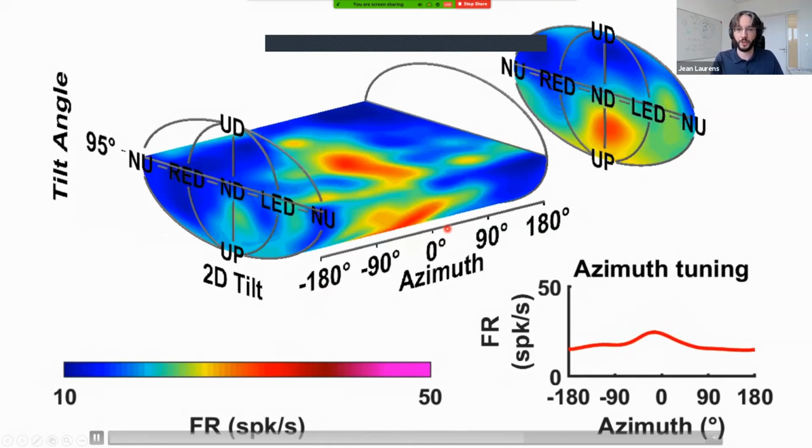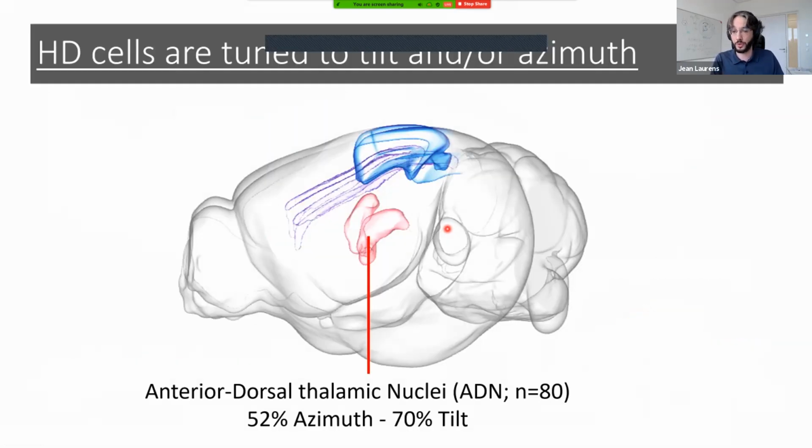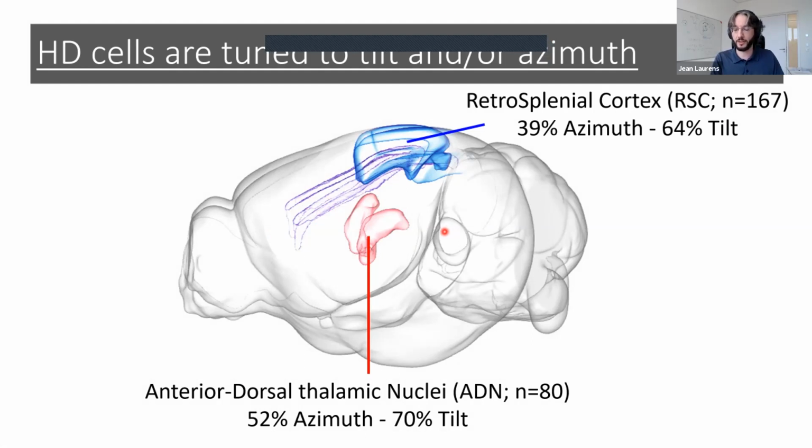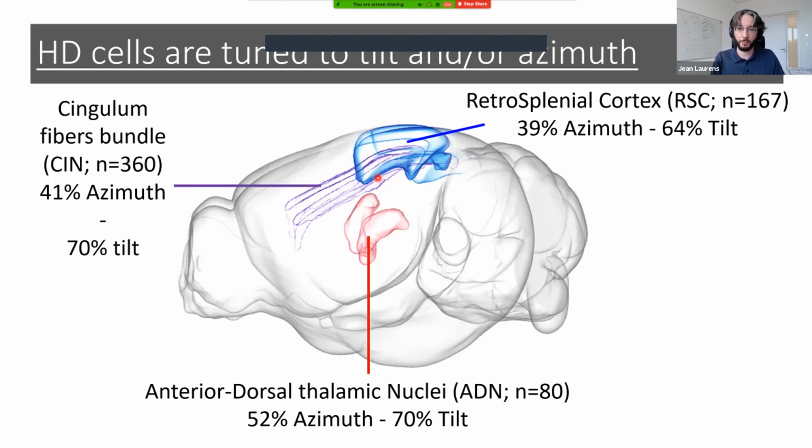So at the population level, we had cells that were tuned to azimuth only, to tilt only, or to both at the same time. We recorded in 3 different regions. The first is the anterodorsal nucleus of the thalamus, which is a canonical region for head direction cells. The second is the retrosplenial cortex, which brings visual information and interacts with the head direction cell circuitry. Finally, we recorded the output of these two regions. The output is conveyed by the cingulum fiber bundle, and what we wanted to do was to test that these 3D signals were really going out of these regions.